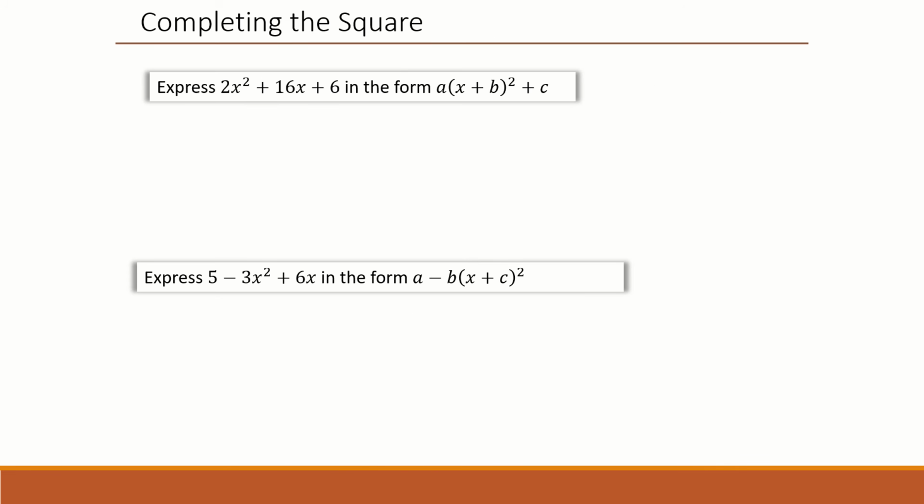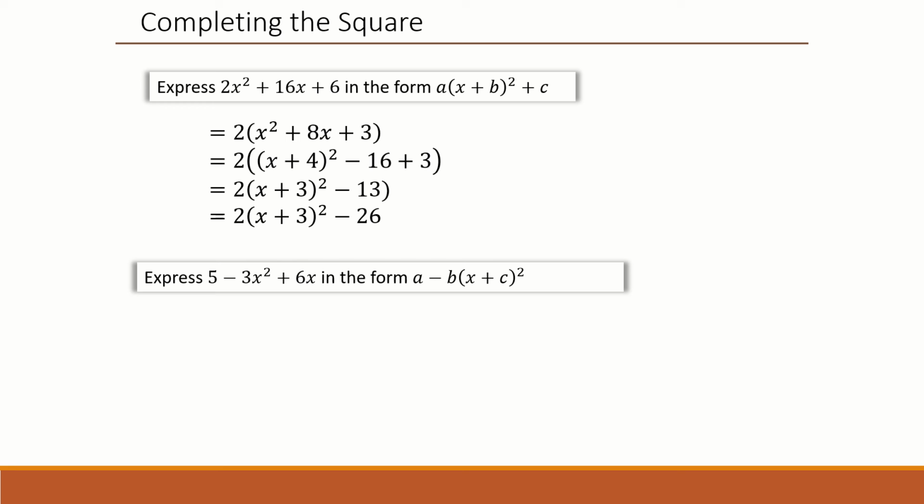Now have a go at these questions. I would recommend removing the number in front of the x² term, as it would make things much easier. So for the first question, you should have got 2 outside the brackets, (x + 3)² − 26. As you factorize 2 from the expression, and then you do completing the square normally, and then expand the bracket and put 2 back in.